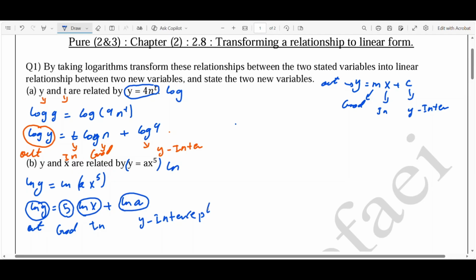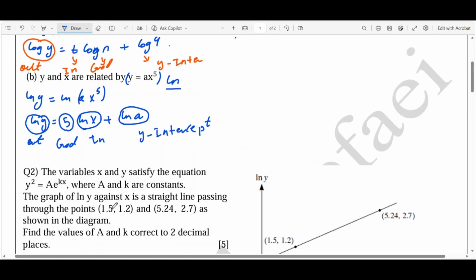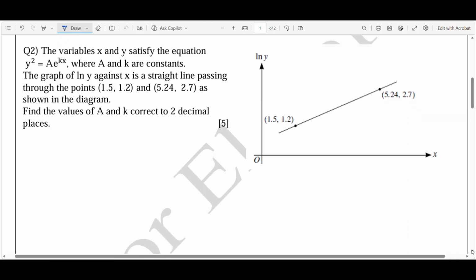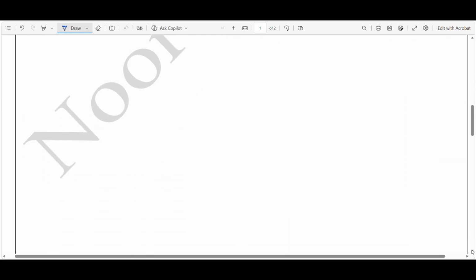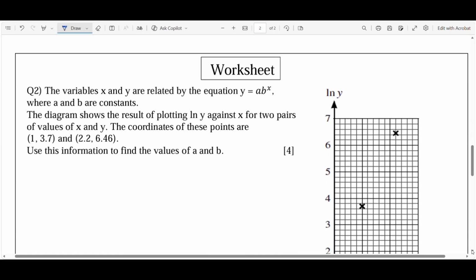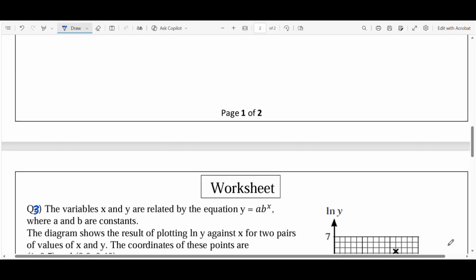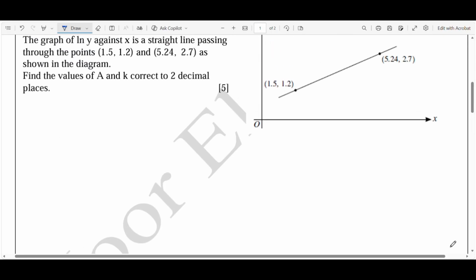Now, how am I going to know whether I have to multiply by ln or log? The question will tell me. Let's move to question number 2. Now, these questions can be solved in 2 ways. Question number 2, I'm going to solve by way 1. And question number 3, I'm going to solve by way 2.